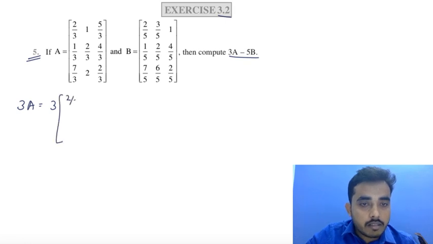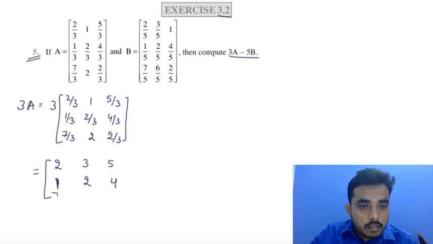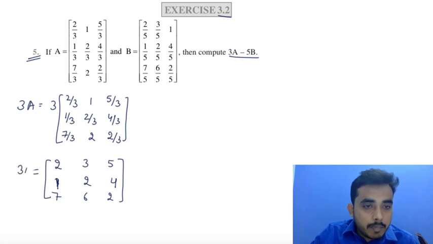So this matrix is 2 by 3, 1, 5 by 3, 1 by 3, 2 by 3, this is 4 by 3, 7 by 3, 2 by 3. Okay. So this would become 3 into 2 by 3 is 2. This would become 3, 5, 1, 2, 4, 7, 6 and again 2. So now we matrix 3 multiplied by A mil chuka hai.